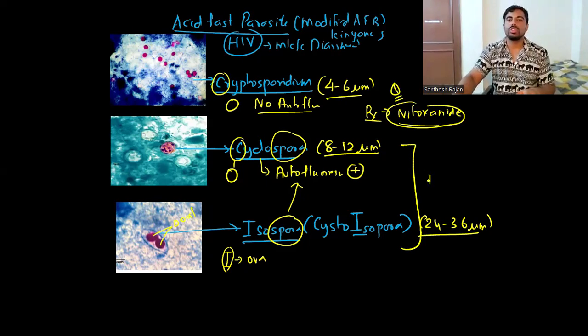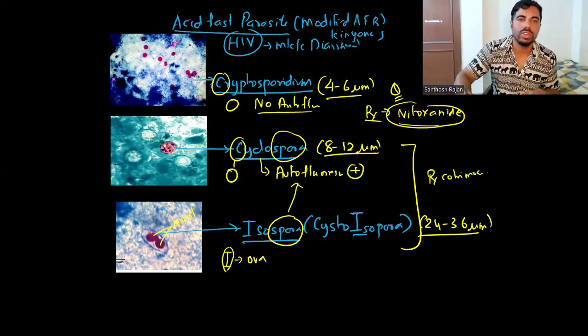For these two, it is cotrimoxazole. They never ask so much, but in case they ask, it is also cotrimoxazole. Okay, so these are the things you should know: Cryptosporidium, Cyclospora, these are the basic things. So you know the picture very well.